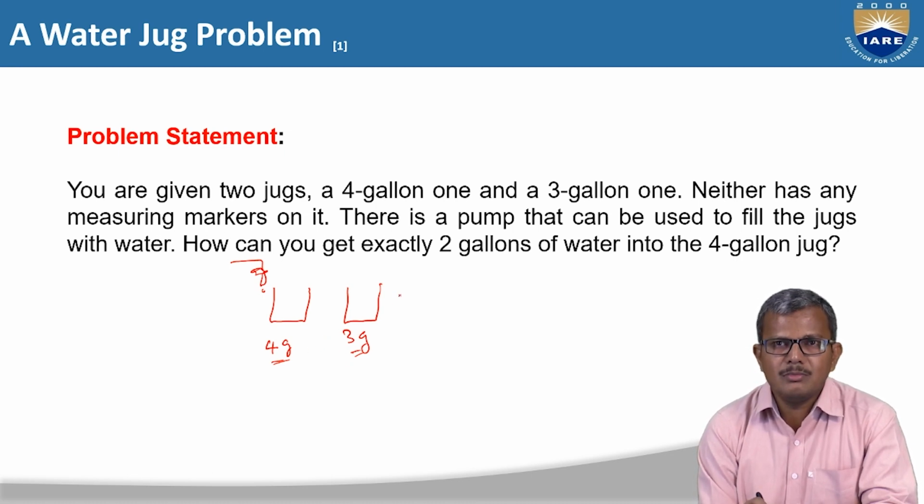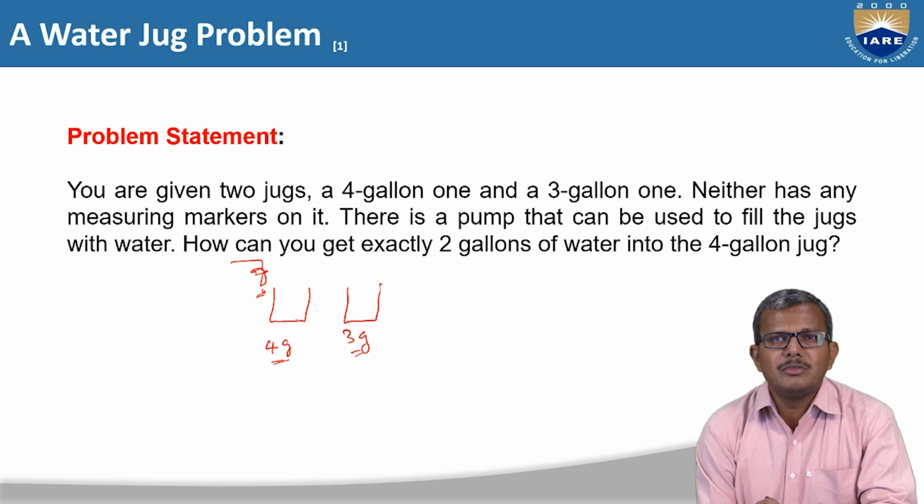So what is our goal? First of all, try to understand the initial state given to us. The initial state is that two jugs are given, one of 4 gallons and another of 3 gallons. Both jugs are completely empty, and we are given a resource, the water pump, through which we can fill up water. So that is our given state.